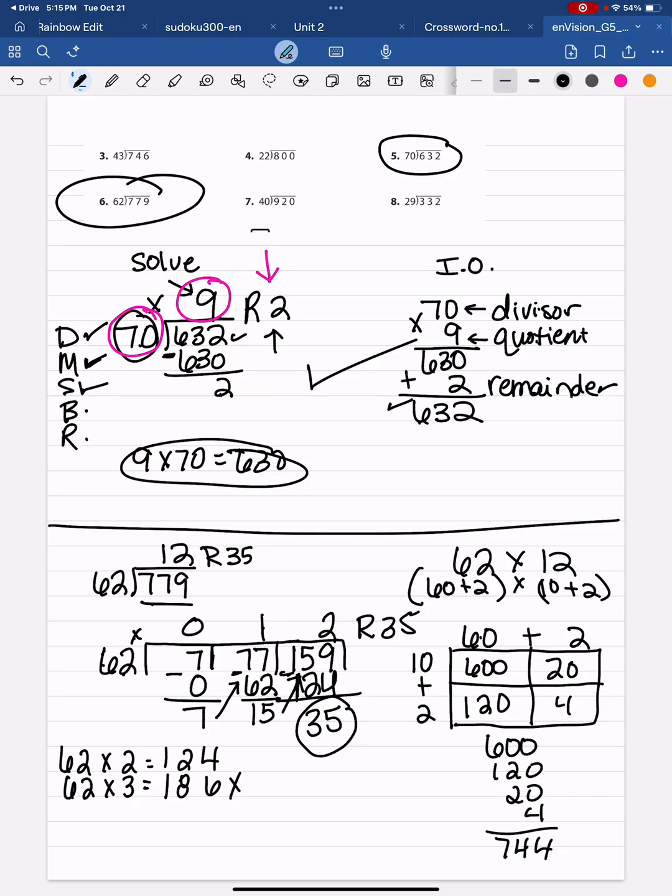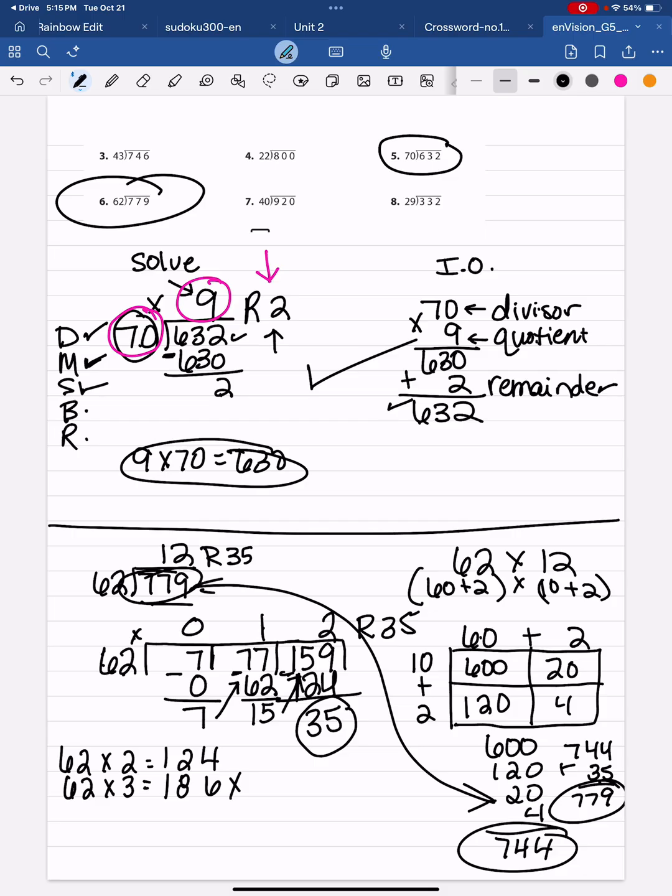But then don't forget, we have a remainder. So if you get here and this is not matching this, ask yourself, do I have a remainder? Well, why certainly, we sure do this time. So 744 and add in that remainder. And there you go. 779, 779. We have matched it. We are correct. We have made a happy family.